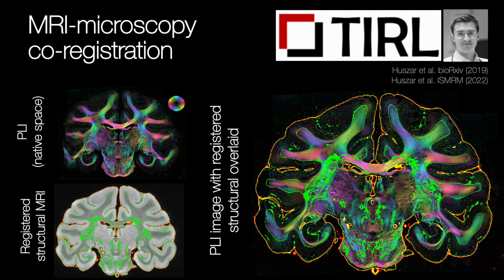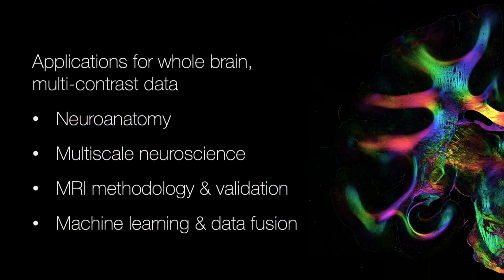When I overlay these lines onto the PLI image, we can see close alignment of the data. This facilitates meaningful MRI microscopy comparisons at the voxel level within BigMac. We believe there are many applications for the BigMac dataset, including neuroanatomical investigations, multiscale neuroscience, diffusion MRI methodology and model validation, as well as opportunities for machine learning and data fusion.